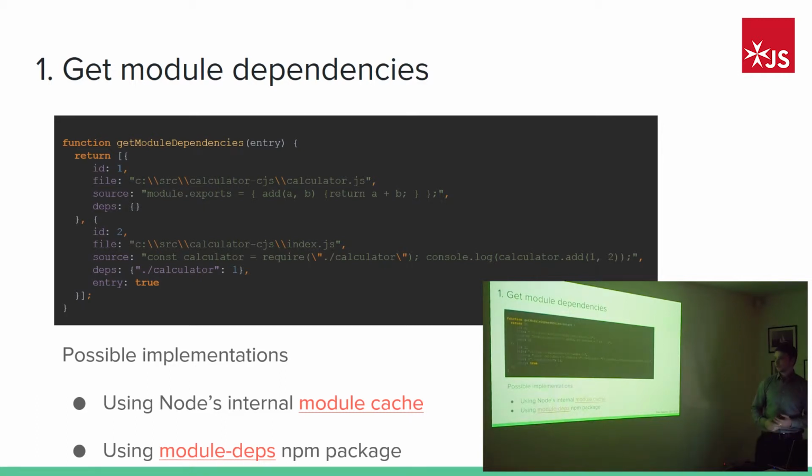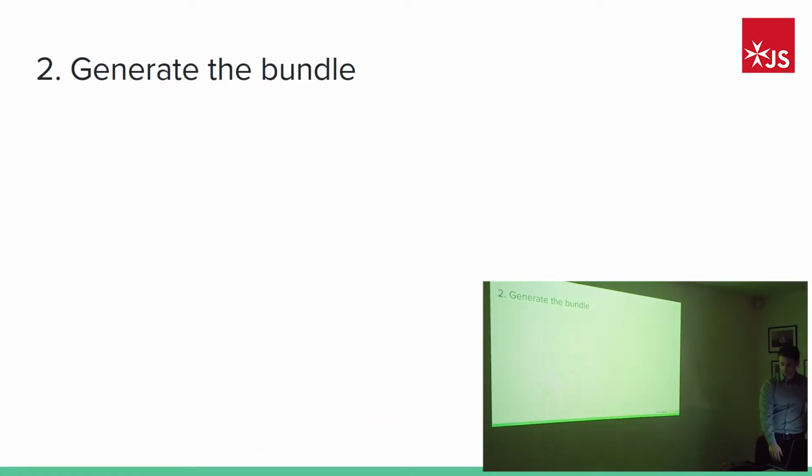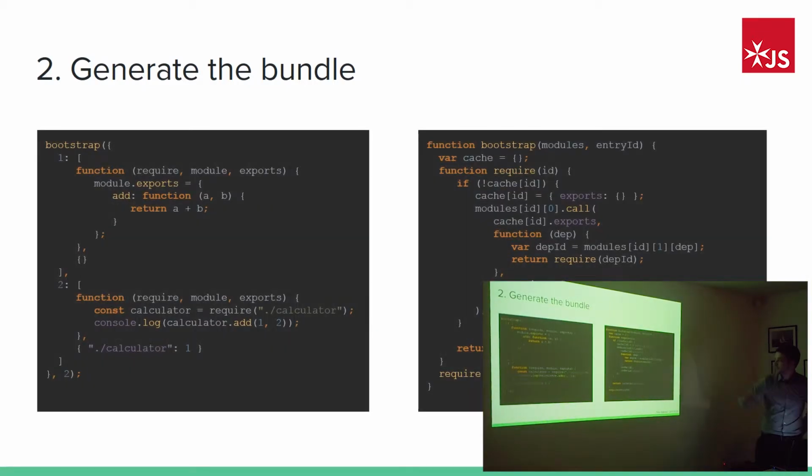Even easier, you can use the Node.js internal module cache, which will give a similar structure. So it's quite easy to have this kind of structure. And once we have this structure, we can actually start generating the bundle. This is the biggest code example we will have in the presentation, so try to hold on.